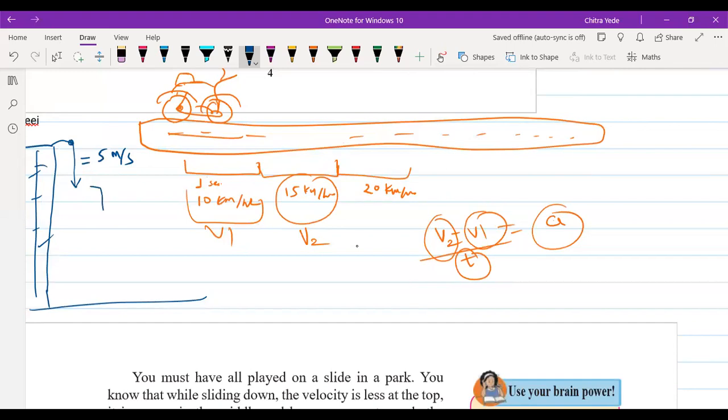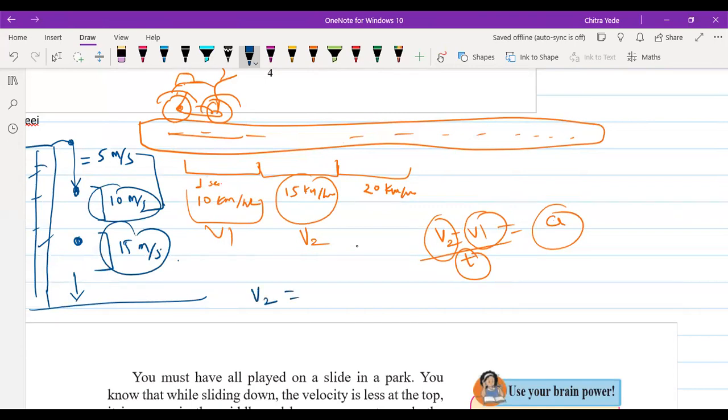On the second second, the velocity changes to 10 meter per second because gravity is attracting that object, right? On the third second, we have checked the velocity changes again to 15 meter per second. Understood? Yes, sir. So for that particular instant, this is the final velocity, represented by V2. So V2 is 15, and the initial velocity is V1, which is 5.